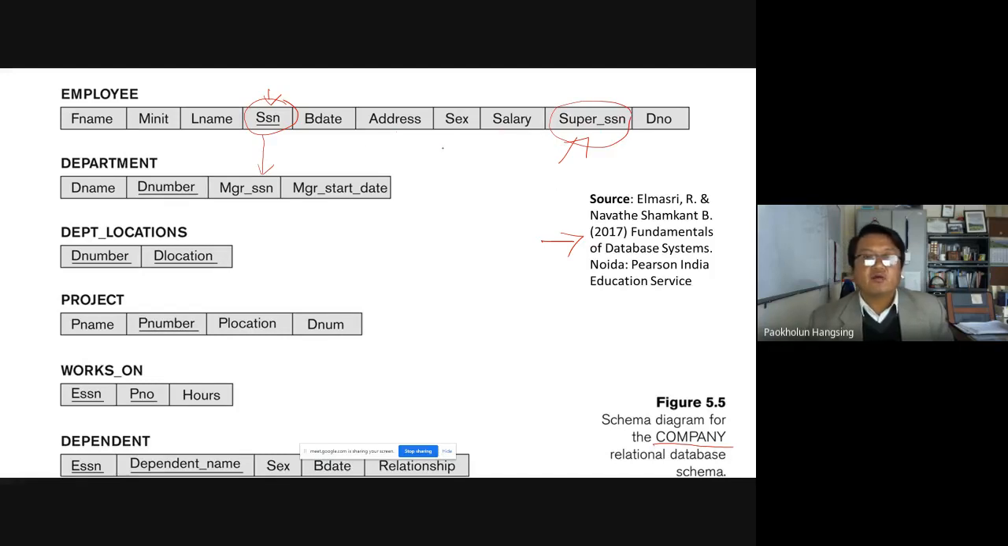But somebody's supervisor also will be the social security number of the supervisor. Okay. So when this comes, we cannot have the same SSN. For example, if we put SSN here, and we put SSN there, then it becomes confusing. But if we put super underscore SSN, we know that this is the supervisor's social security number. So that is the reason why we are using different names.